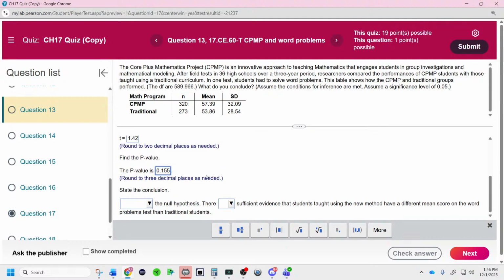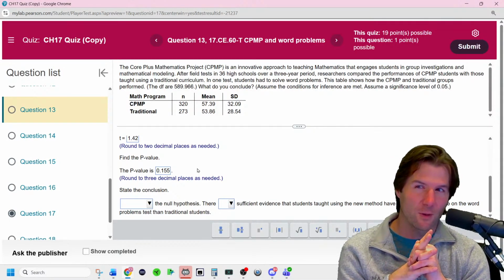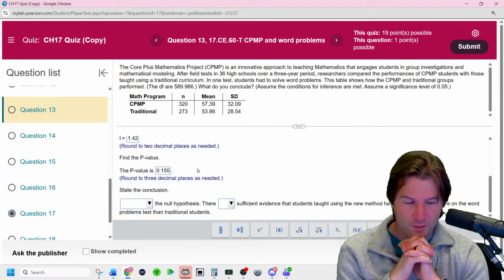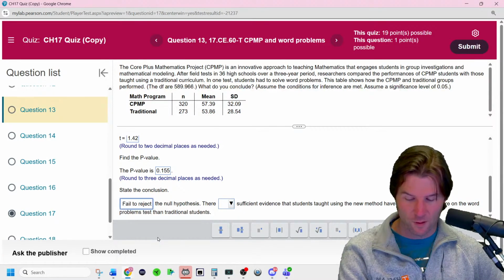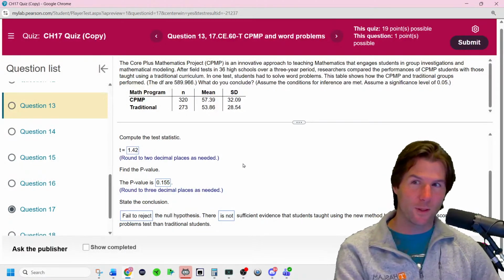And now what do I do, Peyton? Reject or not reject? So alpha level 0.05. So reject or not reject? P-value is 0.155. Do not reject. P-value is higher, so I do not reject the null. Fail to reject. There is not evidence of a difference. So I think we're good. There we go. I was worried about the sidedness.